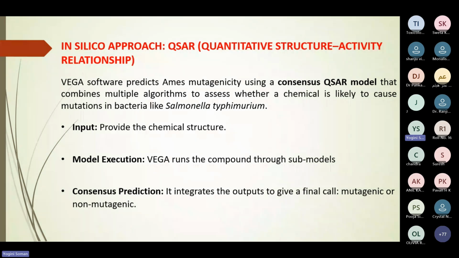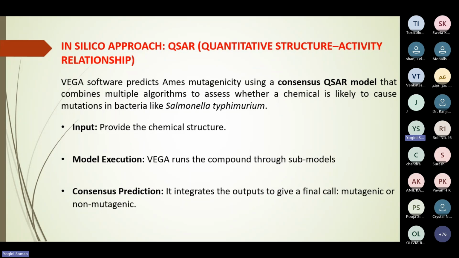Then the next part is the in silico approach, that is QSAR, or quantitative structure activity relationship. For mutagenicity assessment, you can also use a quantitative structure activity relationship. There is VEGA software which predicts Ames mutagenicity using a consensus QSAR model, which combines multiple algorithms to assess whether a chemical is likely to cause mutations in bacteria like Salmonella typhimurium.